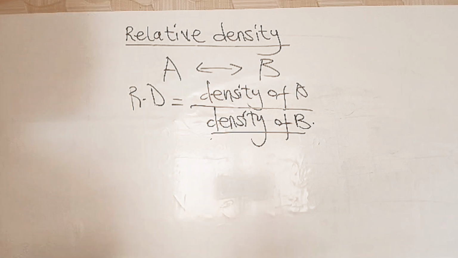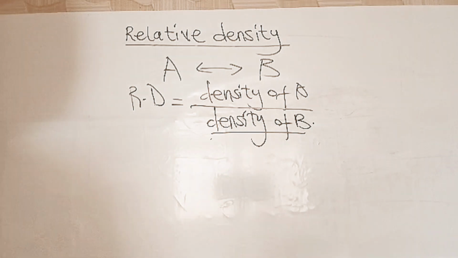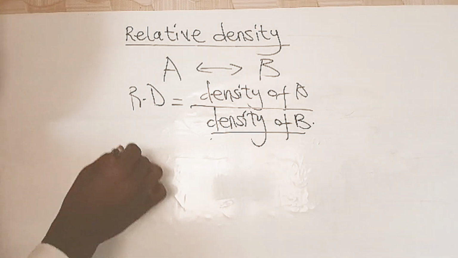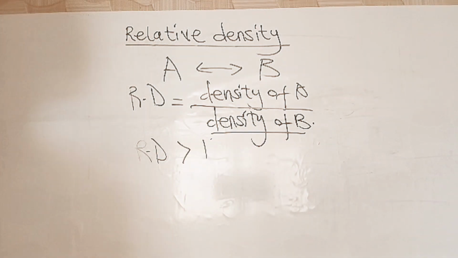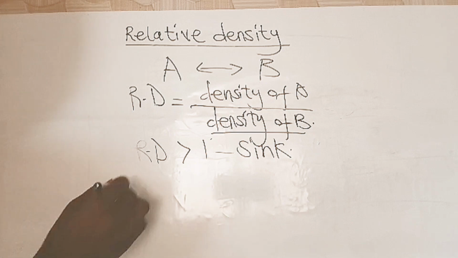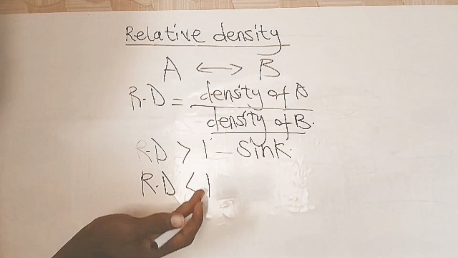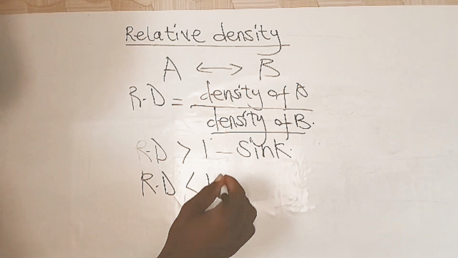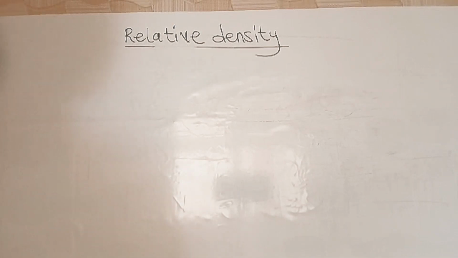So what is the essence of relative density? If you have a relative density, RD, greater than 1, any object that has its relative density greater than 1 will sink in water. If the relative density is less than 1, that material will float in water. For our studies today, we're taking relative density with reference to water.